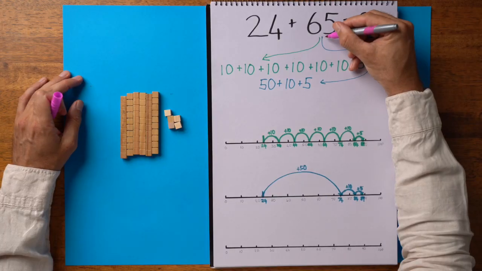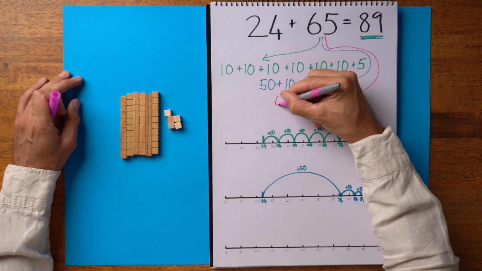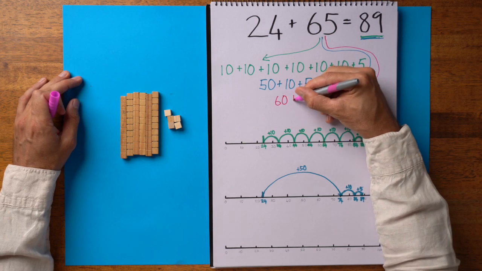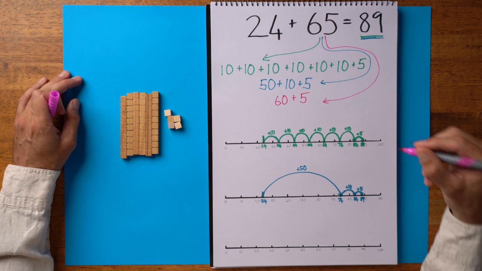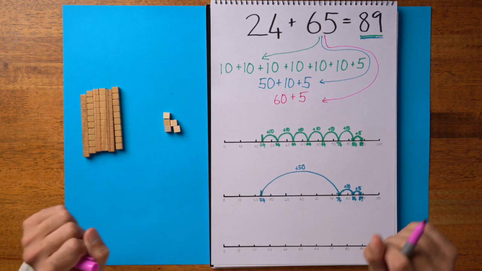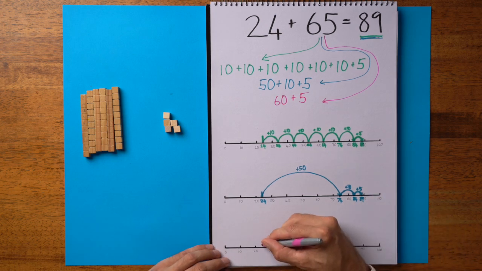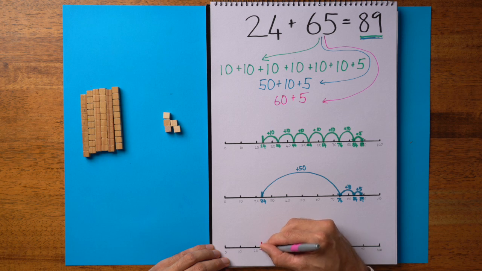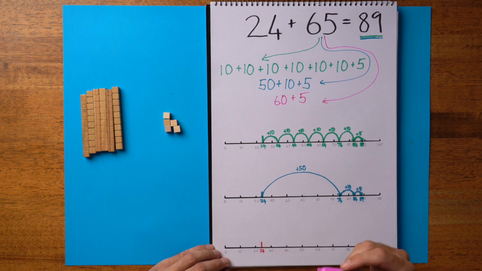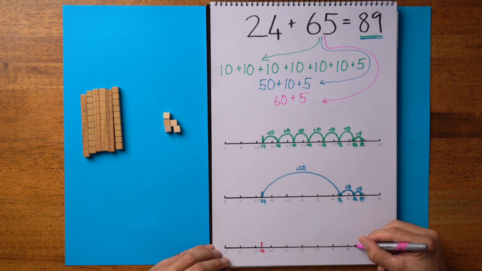So in the next example, I'm going to show you another way. This time, I'm going to break the 65 into 60 plus 5. And we could show that as 60 and 5. Same number, just broken apart differently. Once again, our first step is to find our starting point, which is 24. And then we're going to add 60 to it, which is going to take us to 84.